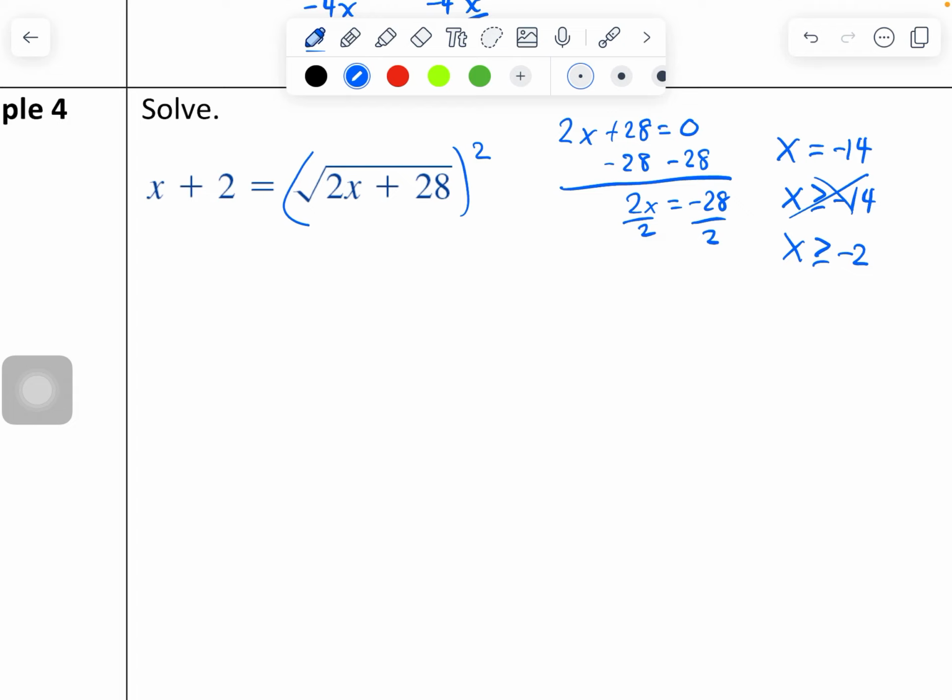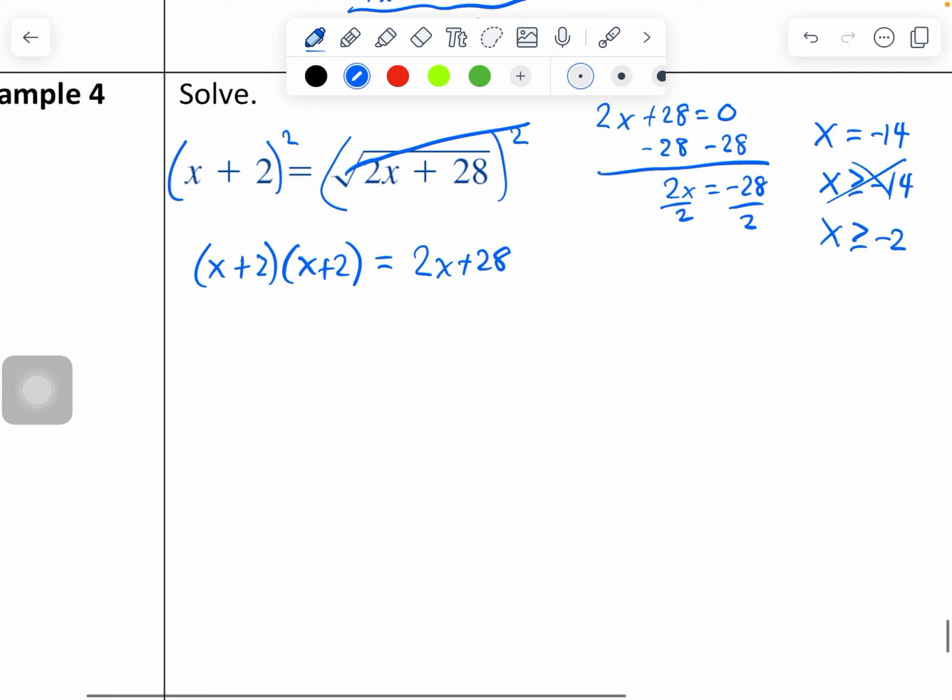Okay. So now let's go ahead and try this. I also have to square this side. Remember, you're squaring both parts, so it's like you're putting it in parentheses. So this would be x plus 2 times x plus 2. The other side's going to be really nice. It's just going to be 2x plus 28, because these are inverse operations of each other. Now I'm going to FOIL. I'm going to get x squared plus 2x plus 2x plus 4.